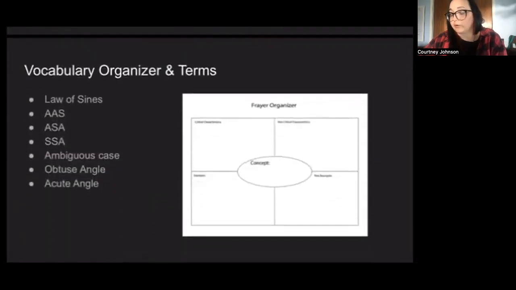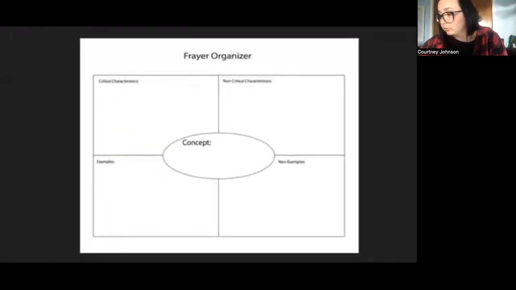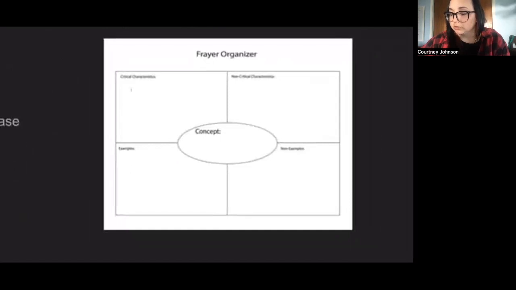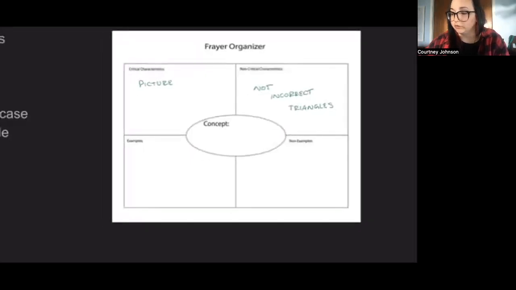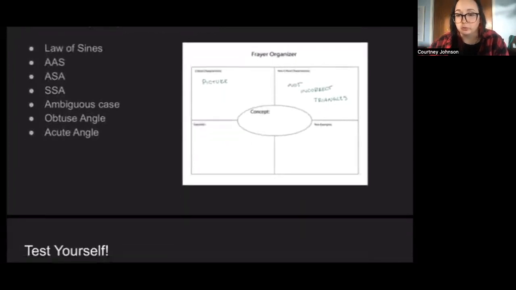Here are your Frayer organizers for your terms, okay? So it has critical characteristics, your non-critical characteristics, okay? Examples and non-examples, okay? And then the middle, the concept would be your term. So if you want to draw a picture, you can draw a picture. You can show me ways that it is not, okay? So you can draw incorrect triangles. You can really do whatever you want here. It's more for you to find ways to remember what these terms are and how you can use them. And same thing for examples and non-examples, okay? So use words and pictures. And these would be your terms that you would be doing those organizers for.